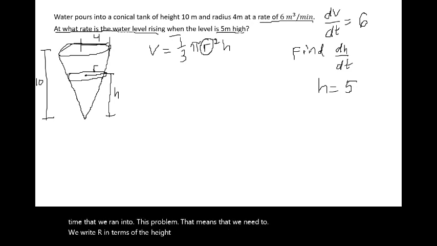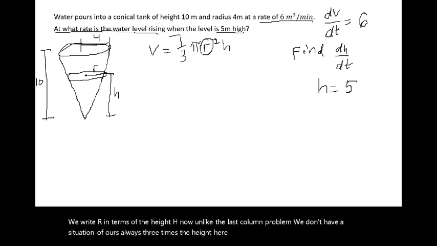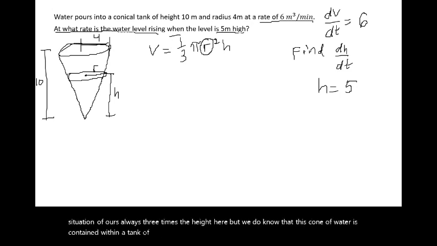Now, unlike the last cone problem, we don't have a situation of r is always 3 times the height here. But we do know that this cone of water is contained within a tank of a fixed size. The tank is of height 10 and radius 4. And because this water is inside the tank, these are going to be similar cones.